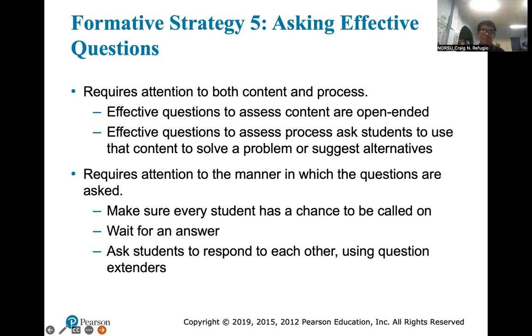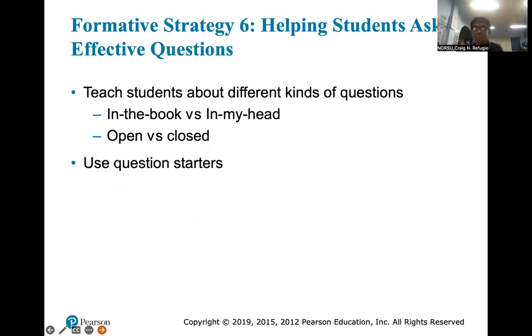Formative strategy number 6, helping students ask effective questions. Teach students about different kinds of questions. So in the book versus in my head: what are emphasized in the textbook and what are actually in the stock knowledge of the learners. And have open-ended questions and then close-ended questions. Of course, you have taken different English courses, so you know what are open-ended questions and you know what are close-ended questions. Then use question starters. So you start with one question and all other questions would emanate from that starting question.